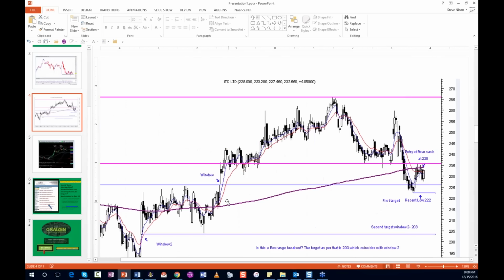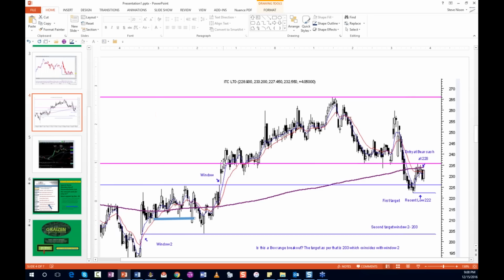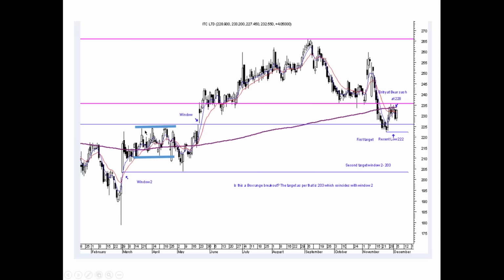And actually what I'm going to do is, so I could draw a line here. And let me just make this a little thicker. Okay, although it didn't work out, let me show you. See, this is a box range. You have multi-tested resistance and multi-tested support over here. So that would be a box range.